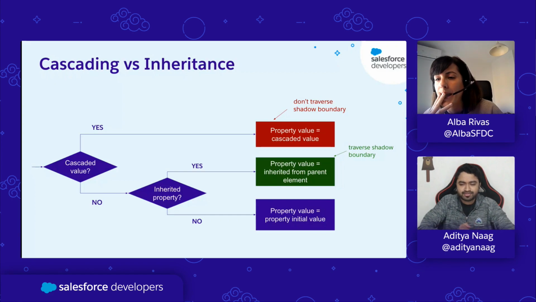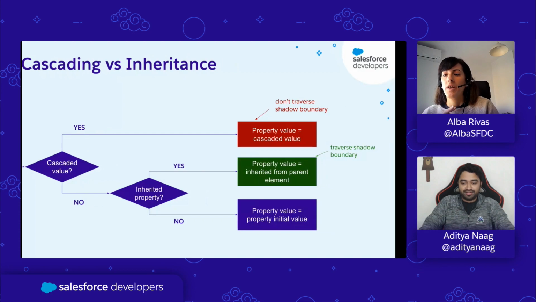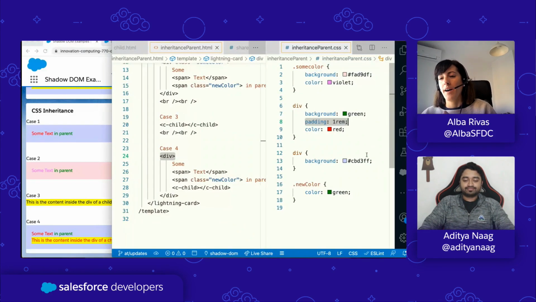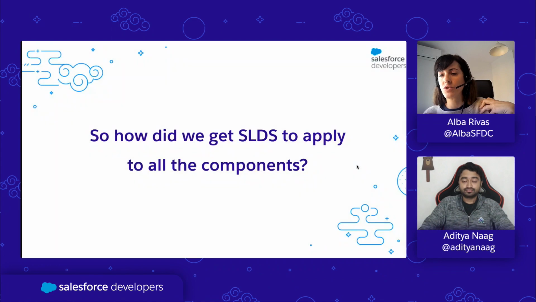But Alba, you were saying something? Yeah, I have a big question here. SLDS classes: normally I'm able to use SLDS classes to style the inner elements of my Lightning Web Components. But according to what you said, I shouldn't be able to, right? Because SLDS classes are basically defining cascaded values for my components. Can you explain that, please?